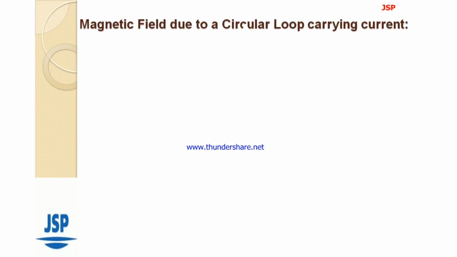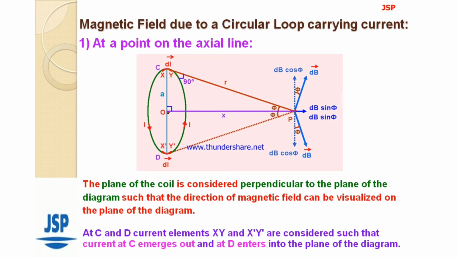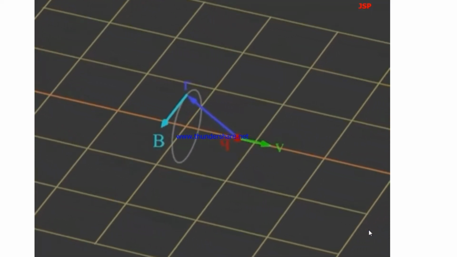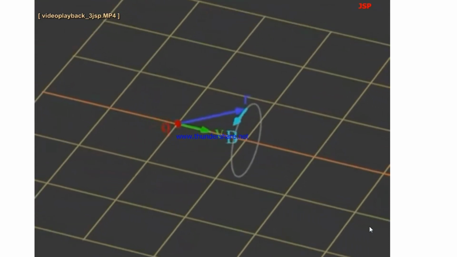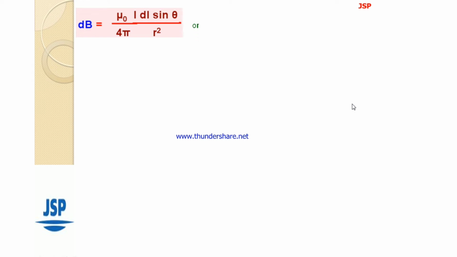Magnetic field due to a circular loop carrying a current. First one, at a point on the axial line. The plane of the coil is considered perpendicular to the plane of the diagram such that the direction of the magnetic field can be visualized on the plane of the diagram. At C and D, current elements XY and X'Y' are considered such that the current at C emerges out and at D enters into the plane of the diagram.